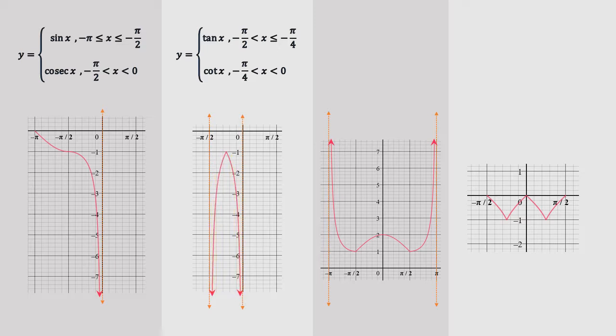As for the third graph, the first piece from minus pi to minus pi by 2, the graph may be described as a reflection of a part of the cosecant graph about the x-axis. Hence, the outputs in this piece are negative of that obtained by the cosecant function.